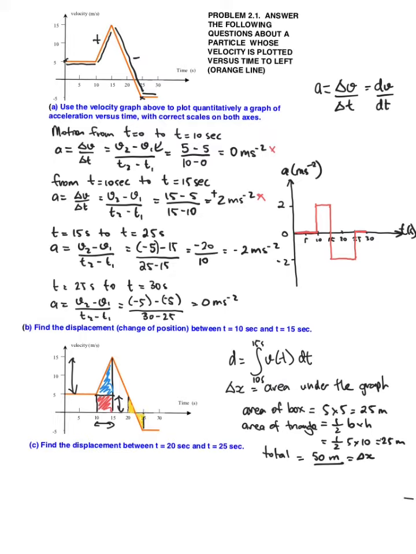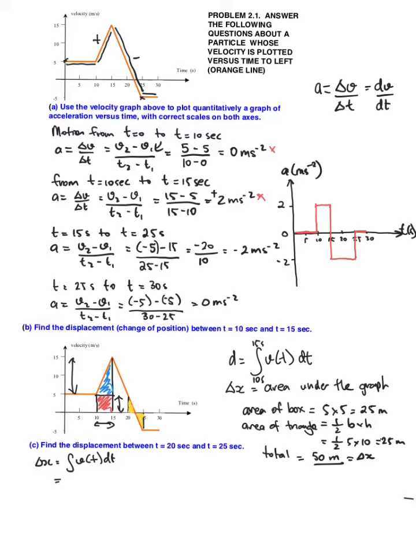We have an issue here in that we're going to get some negative area. Okay, so let's find that displacement between t equals 20 seconds and t equals 25. Delta x is just going to be that integral again, which is going to be the area under the graph.